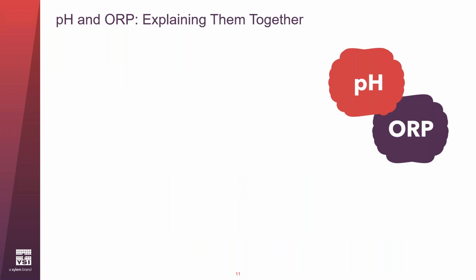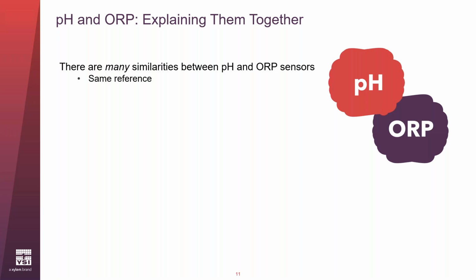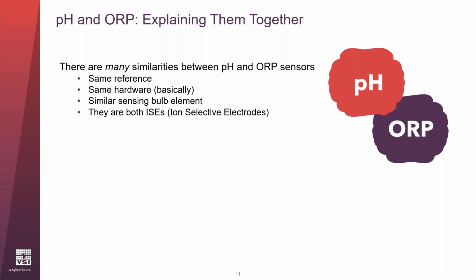Now I'm mentioning ORP a lot. Let's talk about why I'm discussing them both simultaneously. There's just a lot of similarities between the pH and ORP probes. They both are using the same reference. Both are using the same hardware, oftentimes the same probe even. They're integrated in the same probe. They have a similar sensing bulb element. And they're both ion selective electrodes.